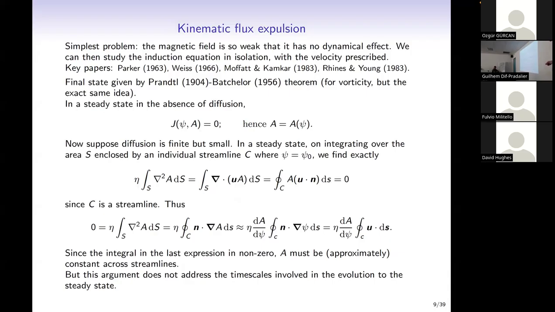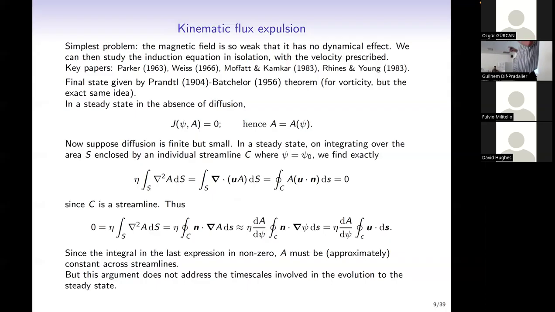So I can write this as, I can move to psi being the coordinate. If I use the chain rule, this term, in some sense should have been inside the bracket, inside the integral, it's the dA by d psi. But it's on one streamline, so I can lift it outside. This becomes the integral of the flow around the streamline, which obviously is non-zero. So hence this term has to be 0 across streamlines. A has to be 0 across streamlines. So the final state is known from the Prandtl-Batchelor theorem.